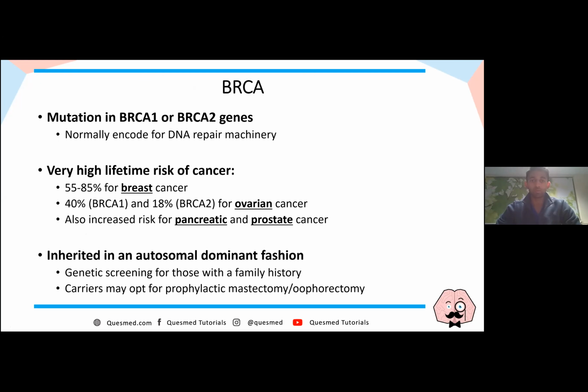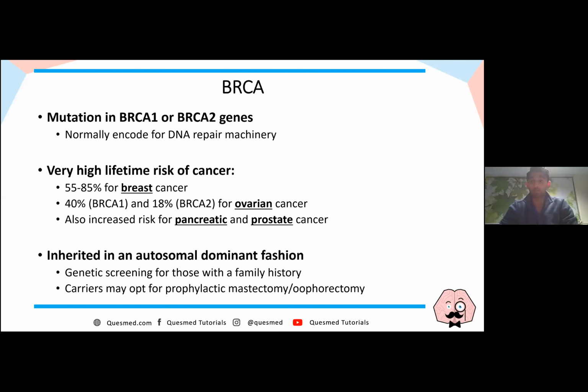Okay, next one is BRCA. So BRCA 1 and 2 are both genes that encode for a different set of DNA repair machinery. So when we talked about Lynch syndrome before, it was specifically DNA mismatch repair. BRCA 1 and 2 are typically for single-strand DNA breaks. Okay, so again, you inherit one hit, you likely get the de novo hit during life.